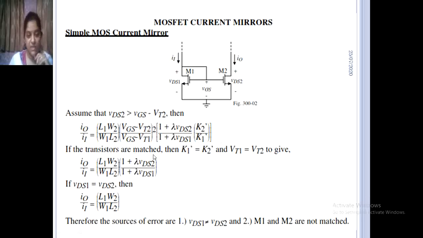If the transistors are matched, then the constants are also matched and the threshold voltages are also matched. By assuming this, we can rewrite this equation and we will get this. If VDS1 is equal to VDS2, then the equation is like this. Therefore, the sources of error are VDS1 not equal to VDS2, and M1 and M2 not being matched, because each and every MOSFET has its own specification due to the fabrication process.